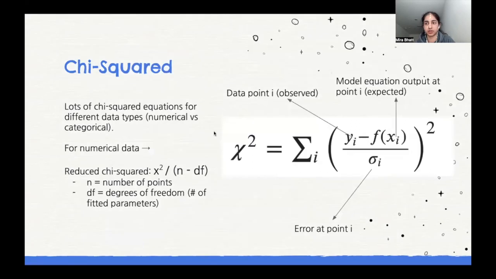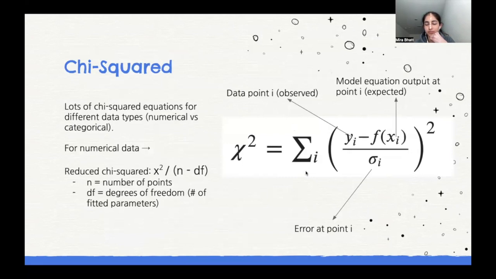A quick aside for chi-squared. If you've seen chi-squared before, you probably saw it for categorical data. This one is different. This is for numerical data, and it's similar to what we calculated before for error.